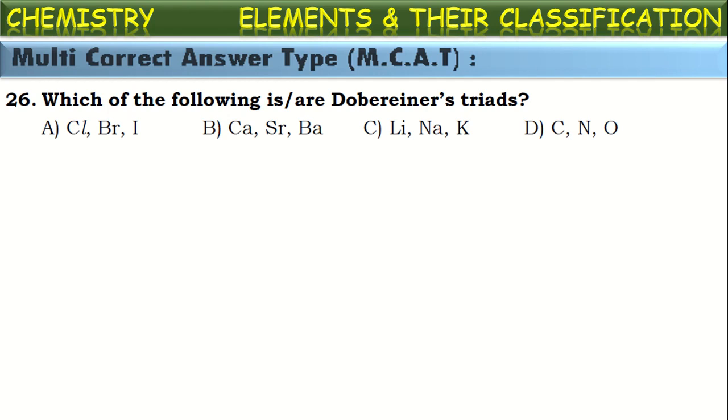Observe once in the given options which are triads of Dobereiner. Chlorine, bromine, iodine is a set of Dobereiner triad. Calcium, strontium, barium is also one of the Dobereiner's triads. Lithium, sodium, potassium is also a Dobereiner triad. But carbon, nitrogen, oxygen is not a Dobereiner triad, because these three elements have different sets of chemical properties. This is not a Dobereiner triad. The remaining three are correct. So the correct answer will be A, B, C.